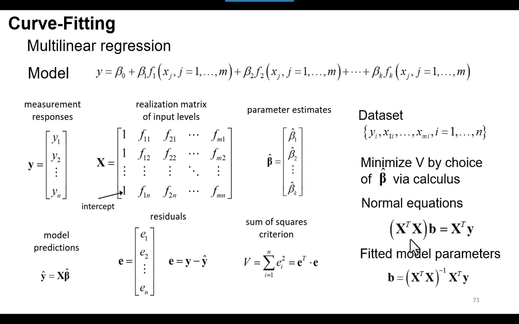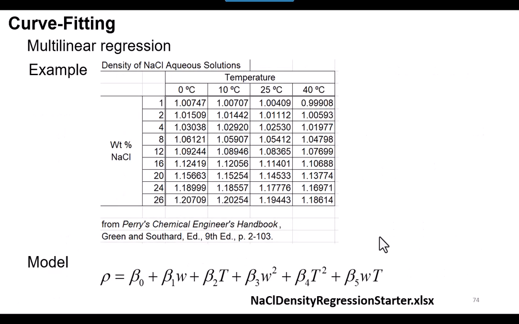So what we're going to do here is show you, for an example, how we can use the regression tool from the data analysis toolbox to solve this kind of problem. So here is the problem that we're taking a look at. It is the density of salt solutions at different temperatures for different weight percents of salt, all the way up close to saturation. And these are densities in grams per cubic centimeter, taken from Perry's handbook.